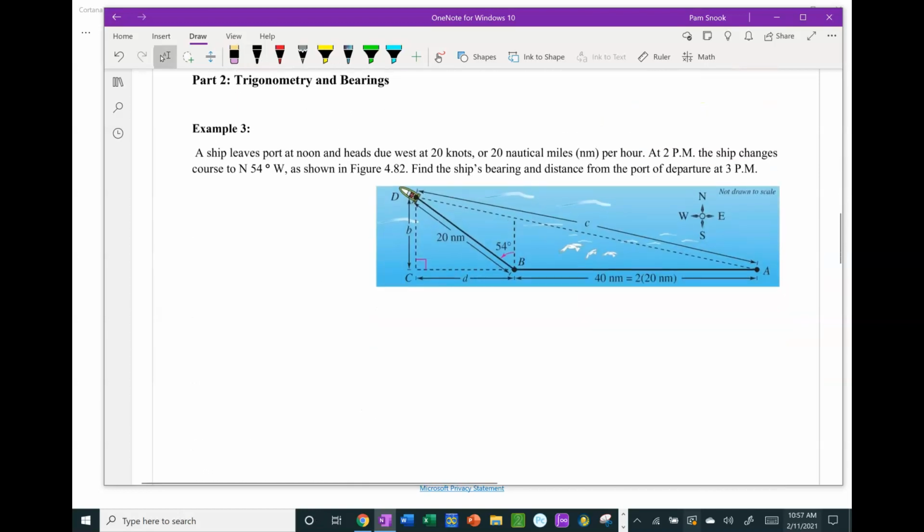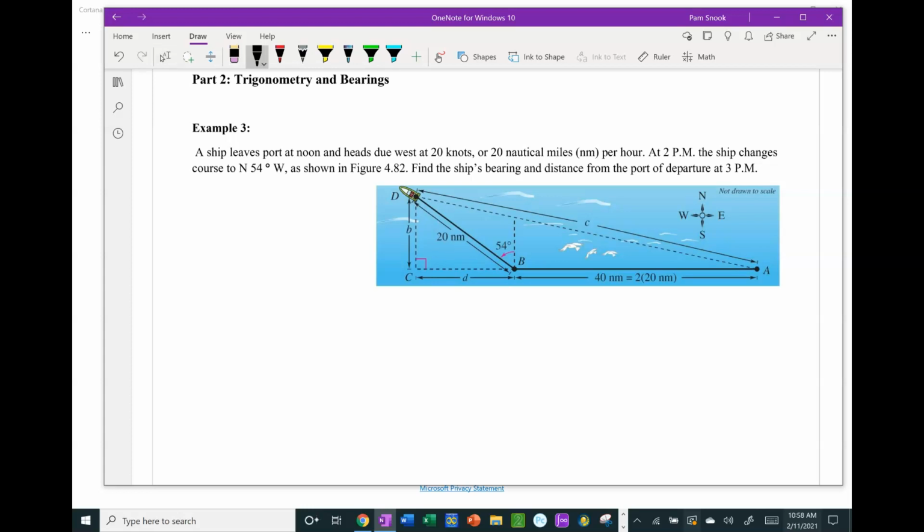All right, the next one is with trigonometry and bearings. So we're talking about navigation here. And in this example, it's the navigation of a ship. The ship leaves port at noon and heads due west at 20 knots, which means 20 nautical miles per hour. At 2 p.m., that's 2 hours later, the ship changes course to north 54 degrees west.